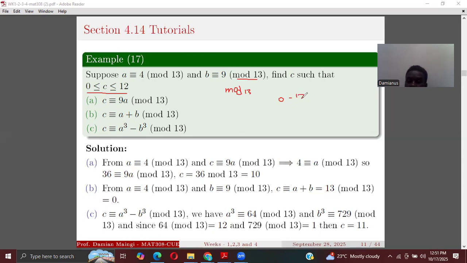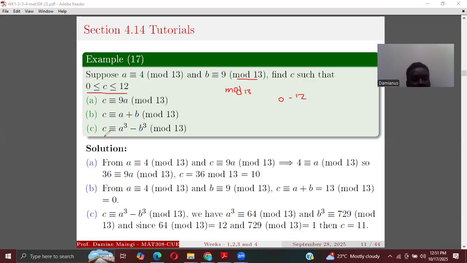So now let's look at this. You already know something about congruence modulo. So find c such that, first case, c is congruent to 9a mod 13. The second one is c is congruent to a plus b mod 13.